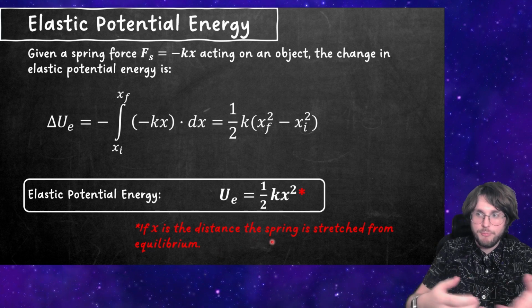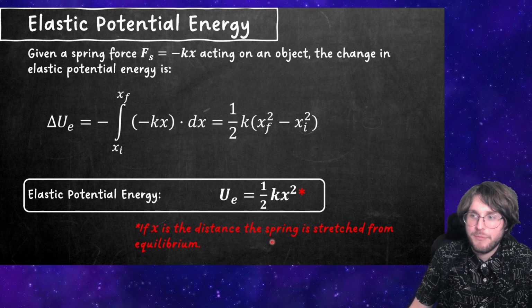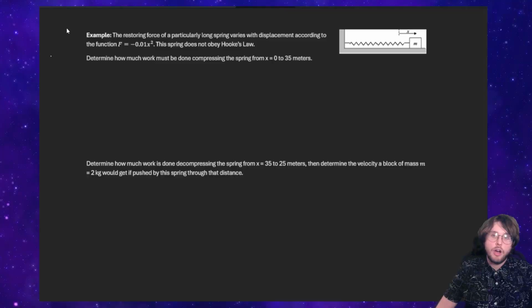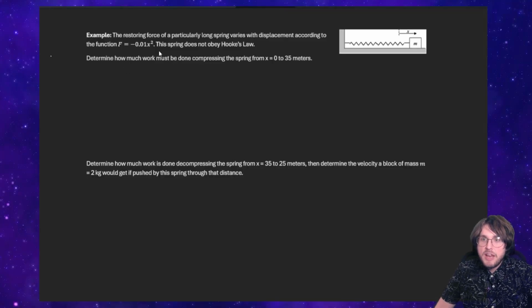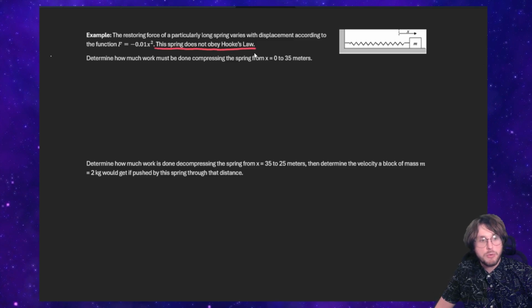So just from where it normally chills under no forces acting on it. All right. In this example, we've got a particularly long spring that varies with the displacement according to the function f equals negative 0.01 x squared. Note, because of the x squared there, we can say that this spring does not obey Hooke's law. So we're going to have to integrate this manually. We can't just use the equation for elastic potential energy here.